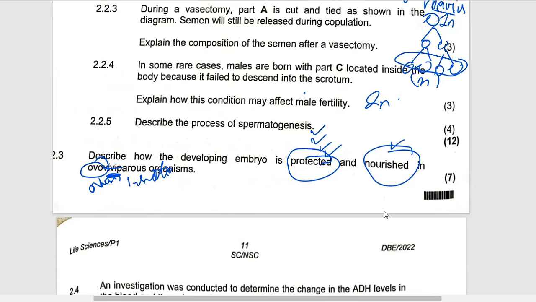How is it nourished? The embryo receives nutrients from where? It receives nutrients from the egg yolk, not the mother. I said it. That's why you have this word ovo, not the mother, from the egg yolk. And then also it receives nutrients from the albumin. That is the outside part, that white part. When you eat the egg, that white part you eat is what is called the albumin. So basically, that's what you need to answer on that.